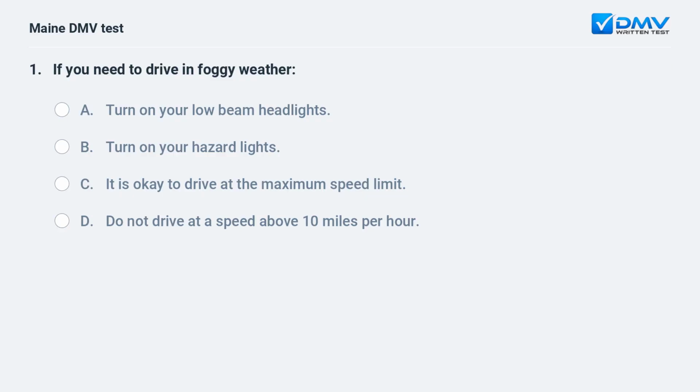If you need to drive in foggy weather, A. Turn on your low-beam headlights. B. Turn on your hazard lights. C. It is okay to drive at the maximum speed limit. D. Do not drive at a speed above 10 miles per hour.